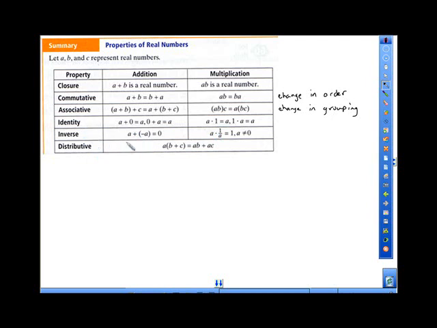Down here, inverse. a plus its opposite gives you 0. a times 1 over a equals 1. So for addition, you're adding the opposite to get 0. Over here, in order to get 1, you're multiplying by 1 over a, which is known as the reciprocal. This is the inverse property. The distributive property, I'm sure you all know. Just distribute, multiply here and here, you get ab plus ac.